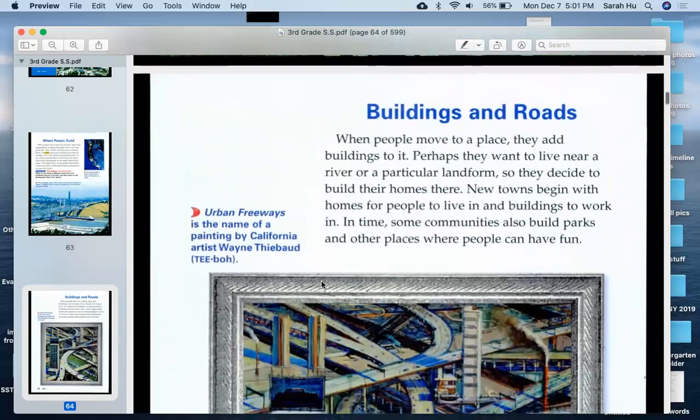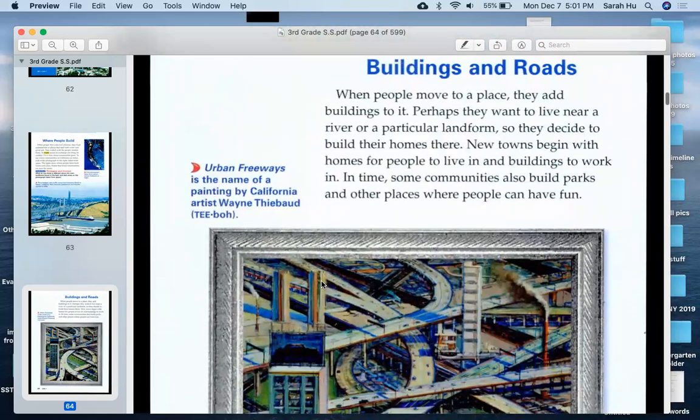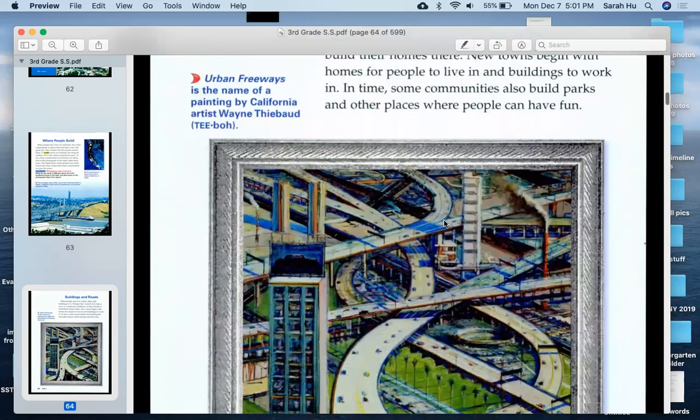Buildings and roads. When people move to a place, they add buildings to it. Perhaps they want to live near a river or a particular landform, so they decide to build their homes there. New towns begin with homes for people to live in and buildings to work in. In time, some communities also build parks and other places where people can have fun.